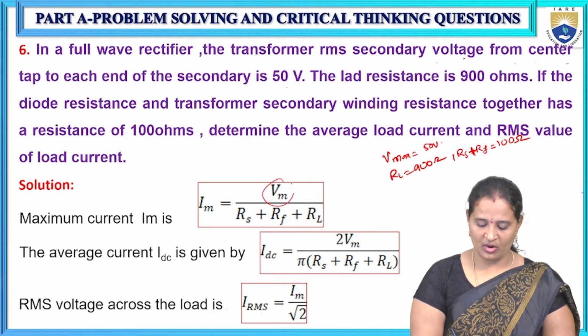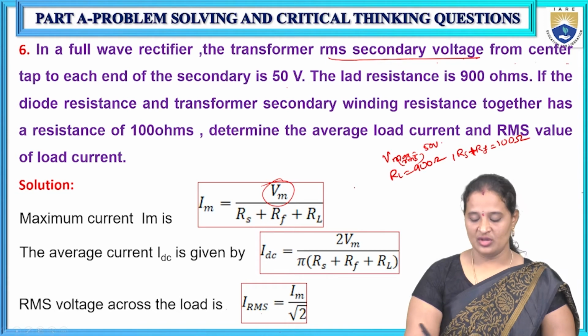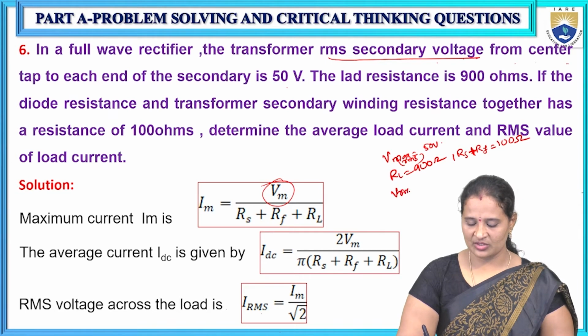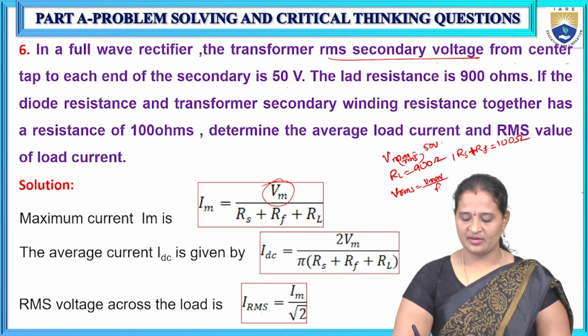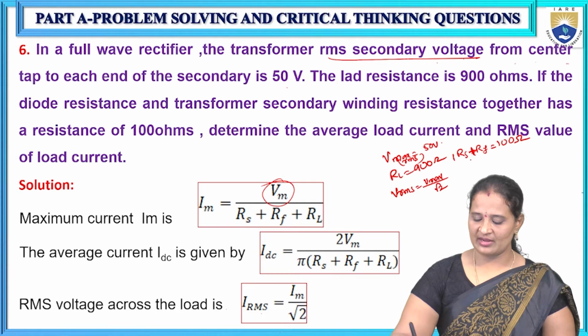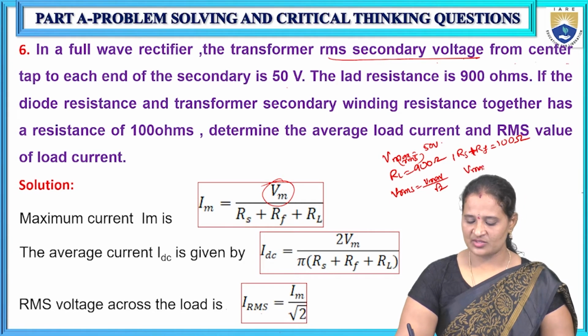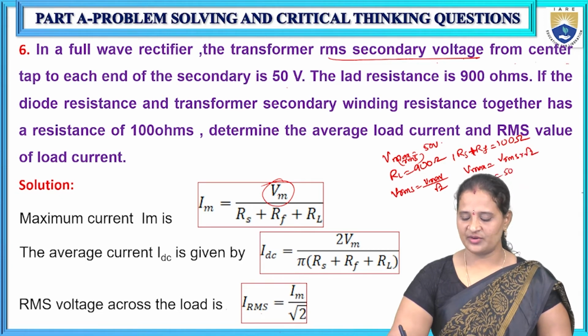First we need to find out V max. The RMS secondary voltage is given. So first of all, VRMS is equal to Vmax divided by root 2. From this you have to calculate the Vmax value. Vmax is VRMS into root 2. VRMS value is how much? That is 50 volts into root 2, which is 1.414.